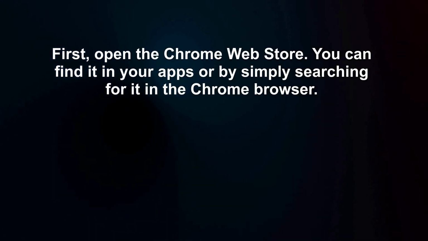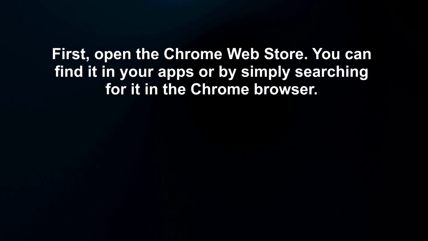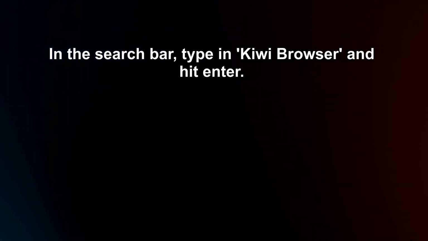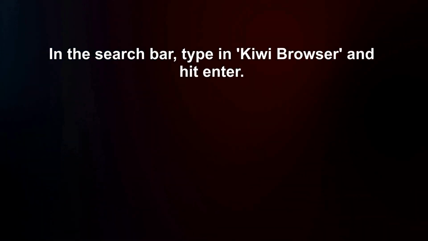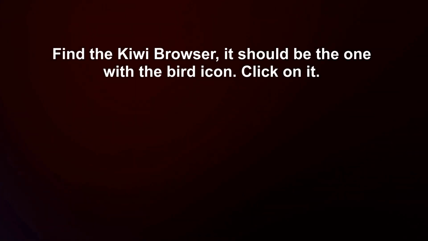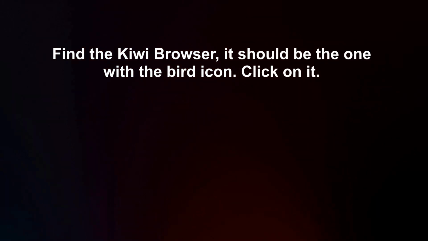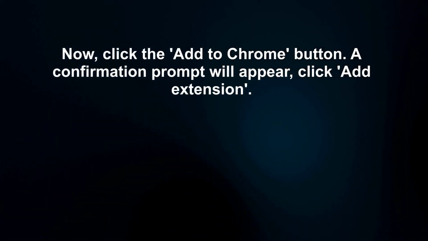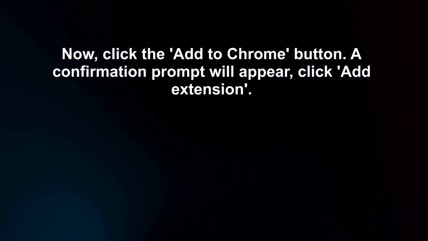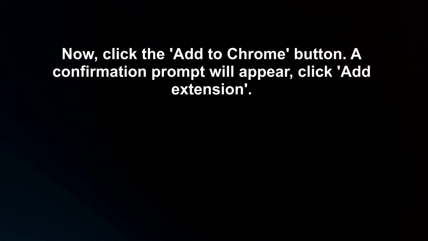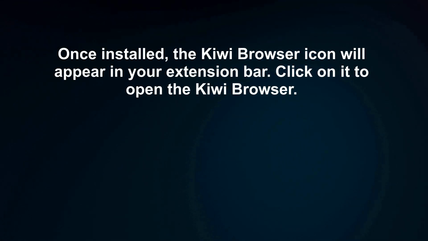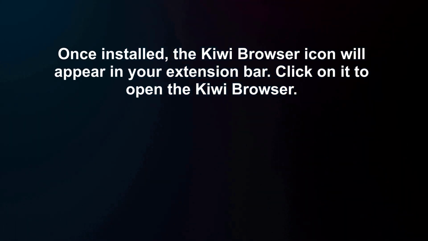You can find it in your apps or by simply searching for it in the Chrome browser. In the search bar, type in Kiwi Browser and hit enter. Find the Kiwi Browser. It should be the one with the bird icon. Click on it. Now, click the Add to Chrome button. A confirmation prompt will appear. Click Add Extension. Once installed, the Kiwi Browser icon will appear in your extension bar.